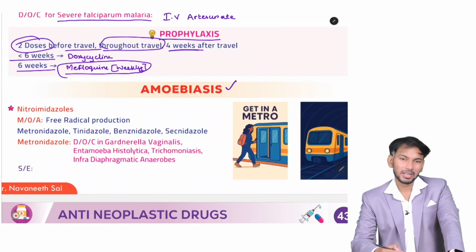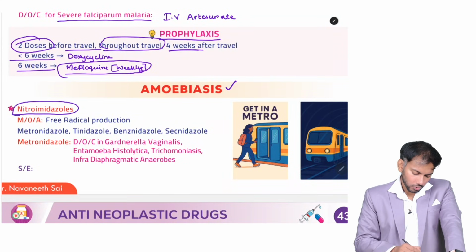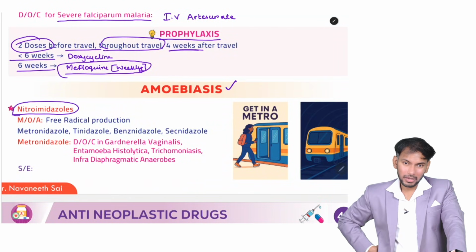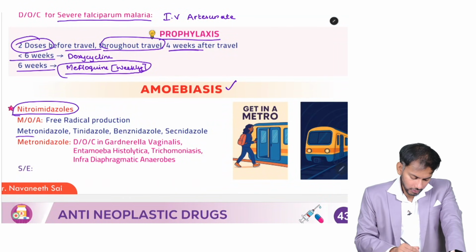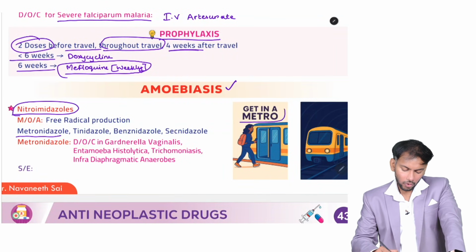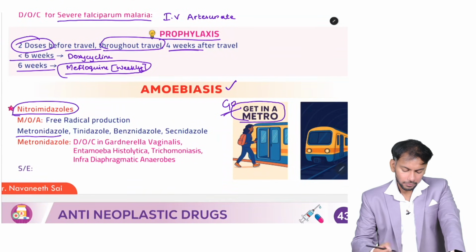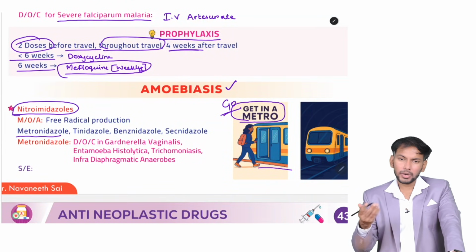Now, coming back to amoebiasis. In any symptomatic case of amoebiasis, that is due to Entamoeba histolytica, you will give something known as metronidazole. Metronidazole is a nitroimidazole. Now, this is the mnemonic for all the uses of metronidazole: go get in a metro. When you see a metro, go get in a metro.